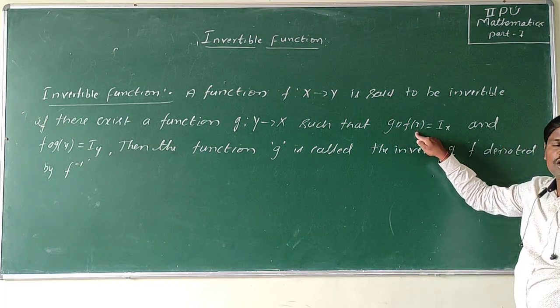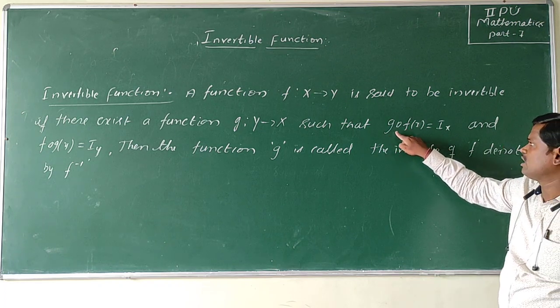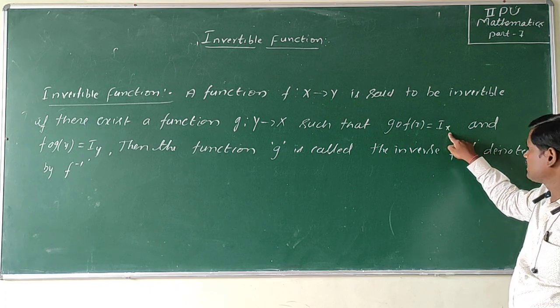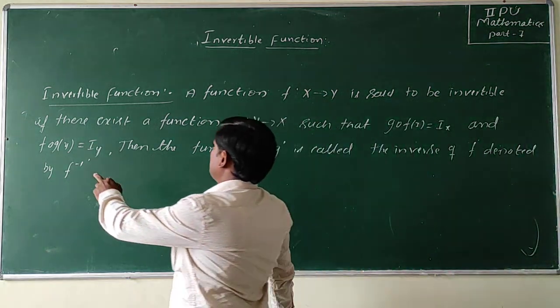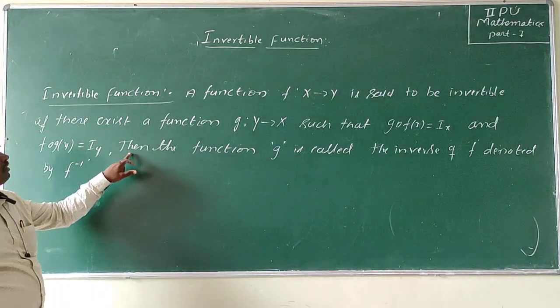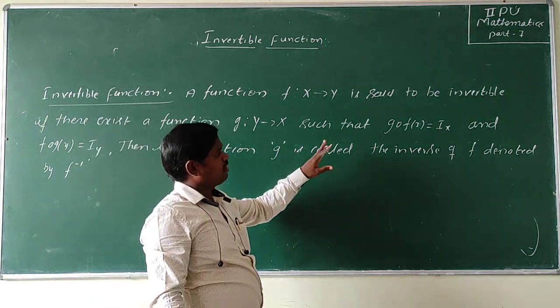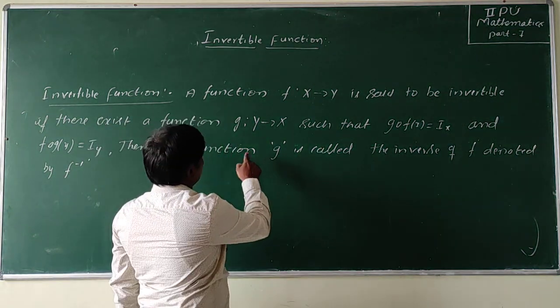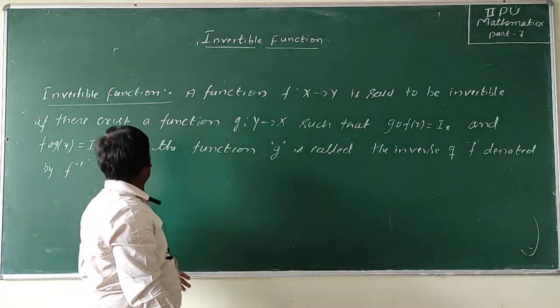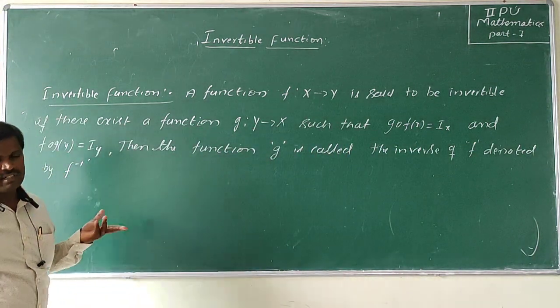g circle f of x, the composition of g and f, is equal to the identity function of X, and f circle g of y is equal to the identity function of Y. Then the function g is called the inverse of f, and it is denoted by f inverse.